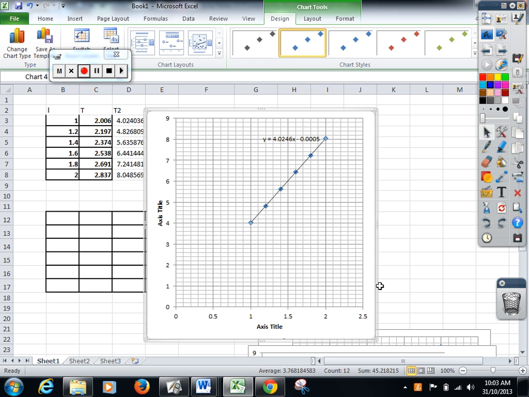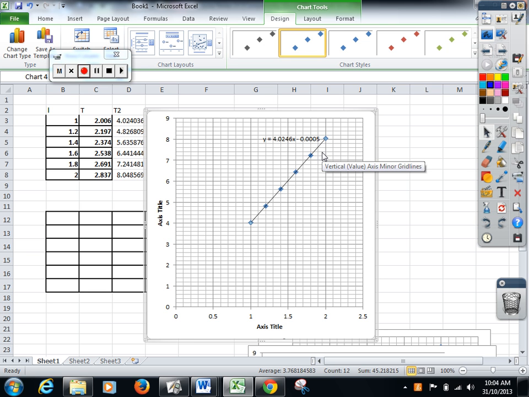Now, that says that this line here, don't worry that it doesn't go through 0, 0, because really it's a line of best fit. It shouldn't go through 0, 0. Everyone got it? Okay.